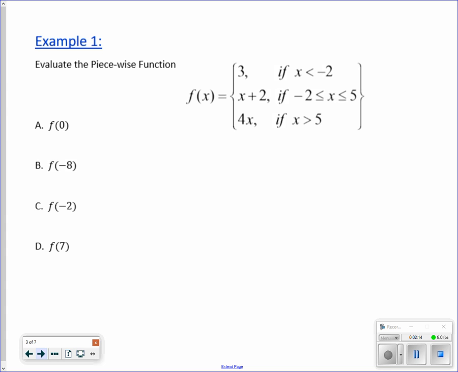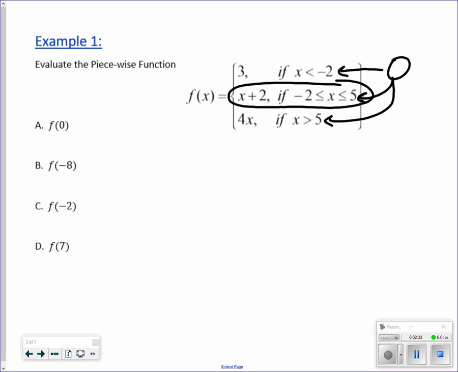Here's what it's saying. F of 0. First, I have to know where 0 is located in the domain. Is it below -2? Is it between -2 and 5? Or is it greater than 5? 0 is located in the middle one, between -2 and 5. That means that's the function I'm going to use for 0. So if I plug 0 into that function, I'm going to get 2 as an answer.